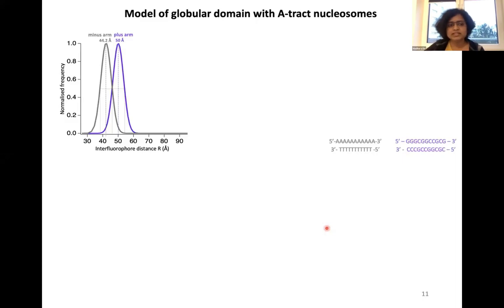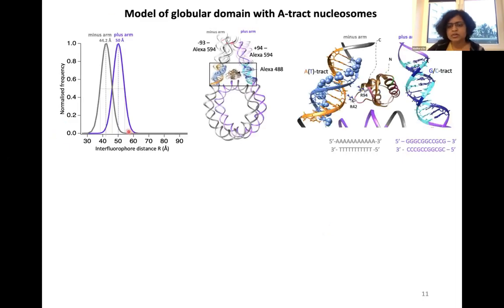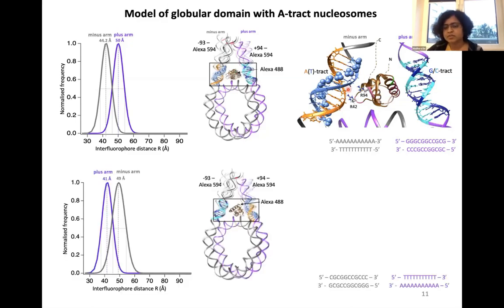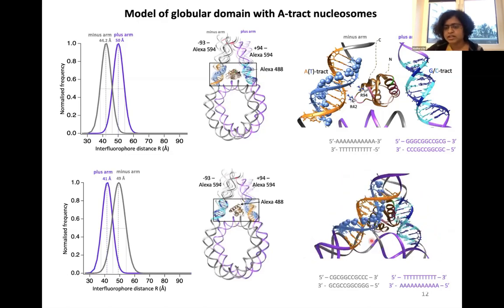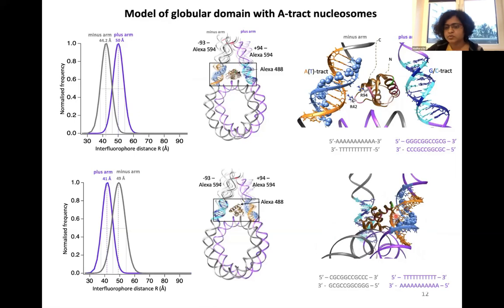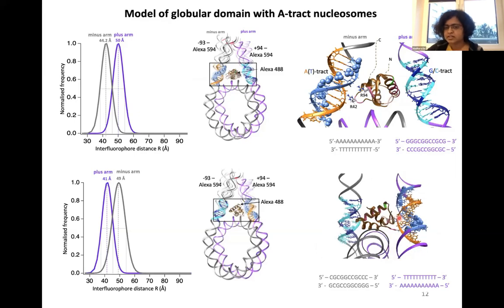What happens when I model the distances? So this is the distance obtained from the proximity ratio. We see that there are two arginines on the globular domain that are proximal to the minor groove of the A tract. And this is the same when the sequence is swapped. So basically, these two arginines here, they are very close to the minor groove of the A tract in both these cases.